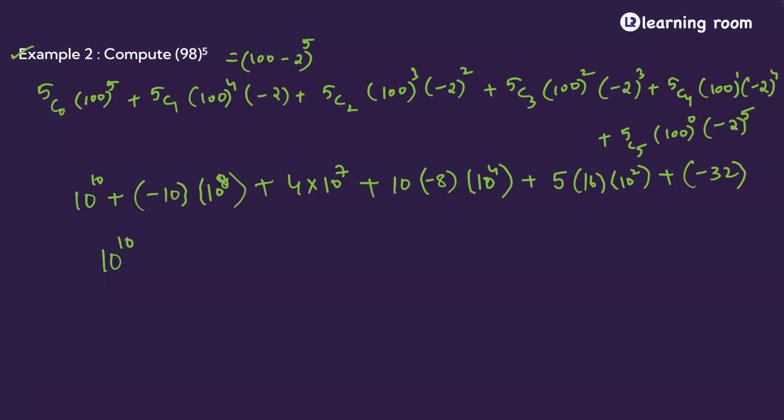So it will be 10 power 10 minus 10 power 9 plus 4 into 10 power 7 minus 8 into 10 power 5, right, plus 80 into 10 square minus 32. So this is what you need to write. Right. So you have to solve this.